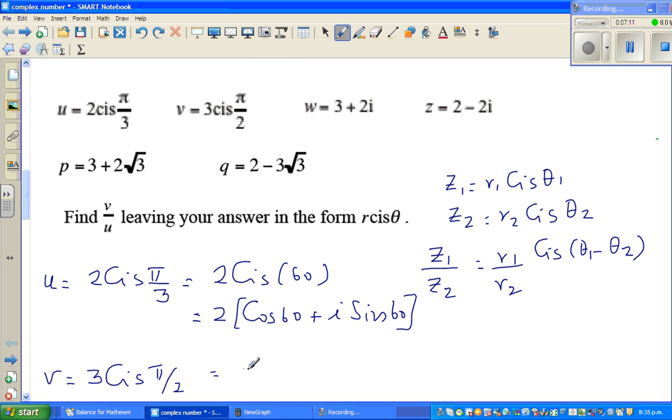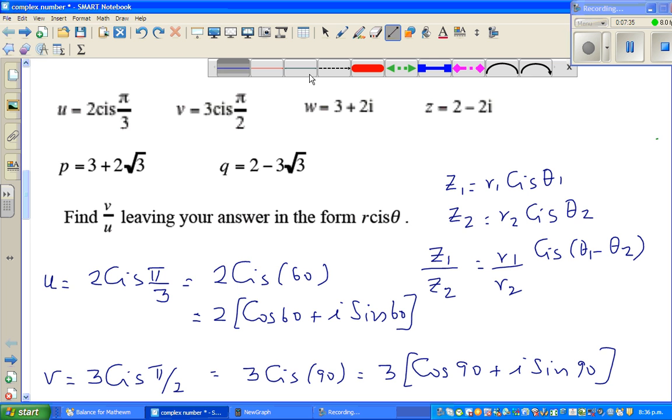So 3 pi by 2 is 90, so 3 cis 90, which is nothing but 3 times, cis stands for, cos 90 plus i sin 90. Okay, I'll come to this now. Let me explain that.